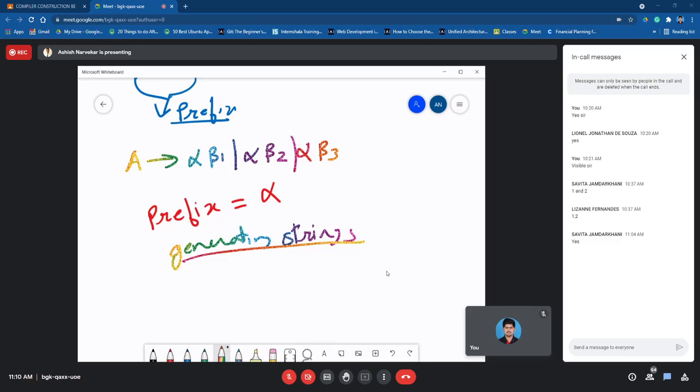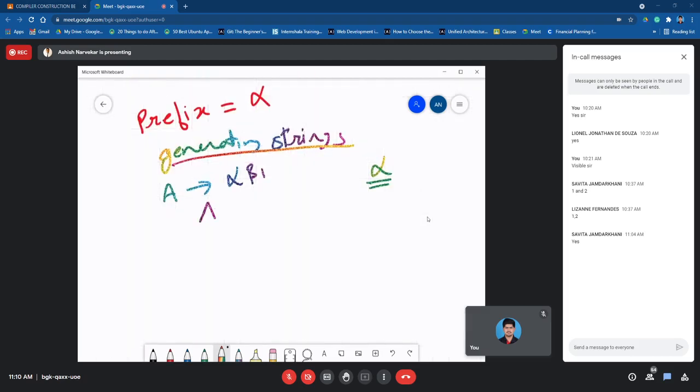So we can see that A derives alpha beta 1, alpha beta 2, and alpha beta 3. Suppose there is some particular string which is supposed to start with this alpha. Then we can consider the production A derives alpha beta 1. If I put it in the form of a parse tree, we get A derives alpha beta 1. Now suppose we realize that this particular beta 1, I'll mark it in red, is not what we require. So what will happen is it will cause something called backtracking.